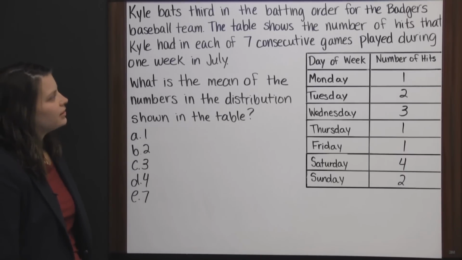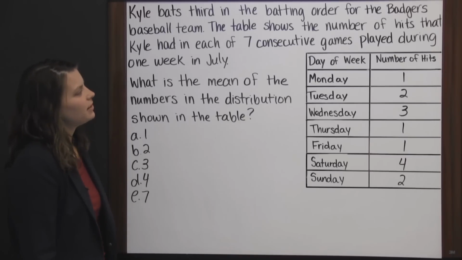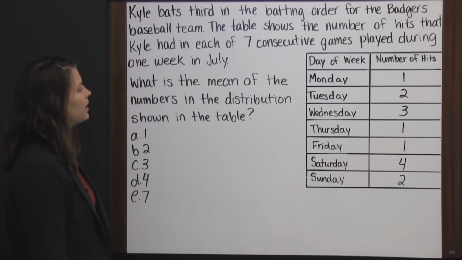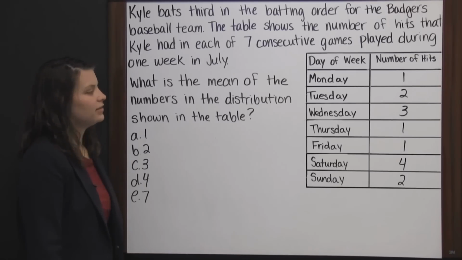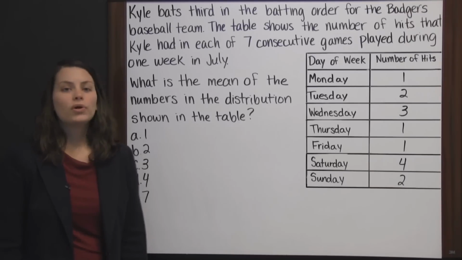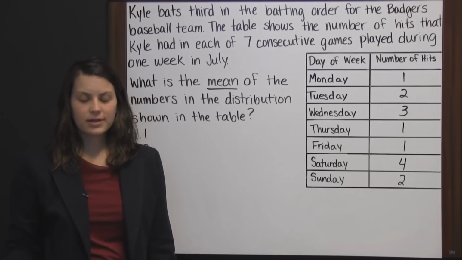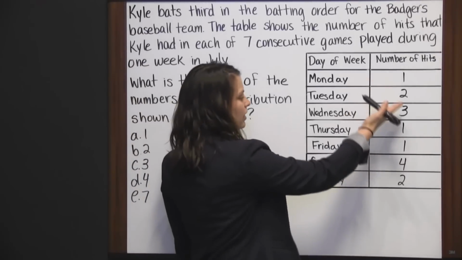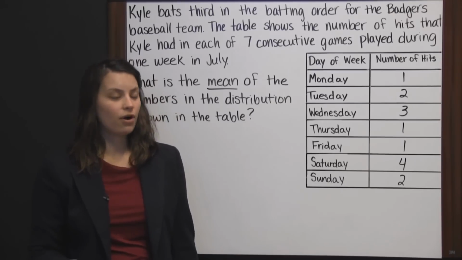Kyle bats third in the batting order for the Badgers baseball team. The table shows the number of hits that Kyle had in each of 7 consecutive games played during 1 week in July. What is the mean of the numbers in the distribution shown in the table? Well, the mean of a set of numbers is the average. And to find the average or the mean, you must add all of the numbers together and then divide them by the number of numbers there are.